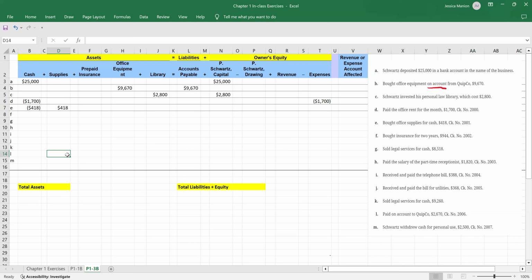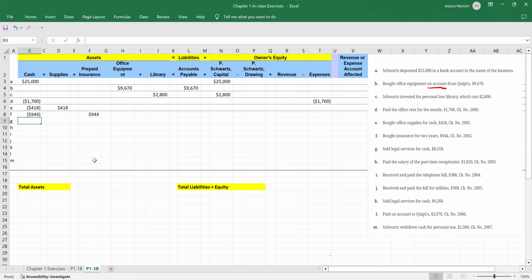Okay, letter F, bought insurance for 2 years. We paid cash for this. I know it says check, but it's treated the same way. It comes out of our bank account, so it's a negative to cash. This is our prepaid insurance asset, so we've got insurance going up 944. And again, we paid cash for this, so negative 944 is what that one would look like.